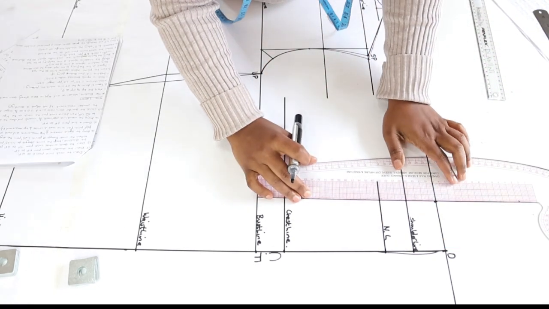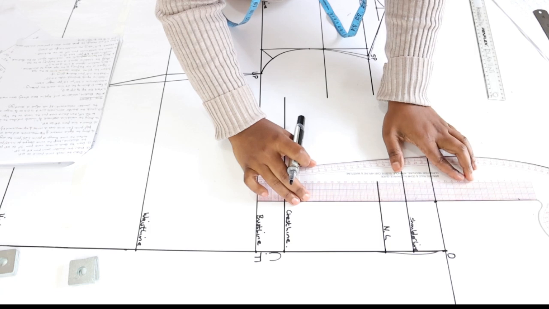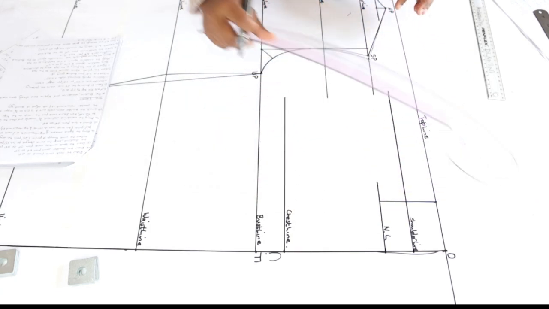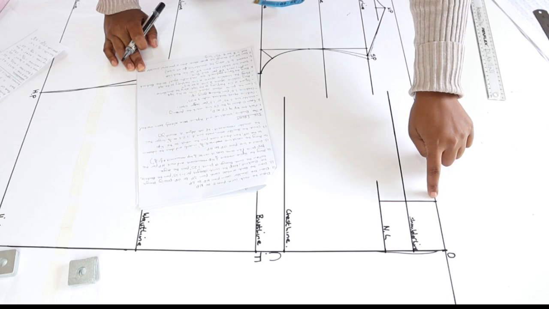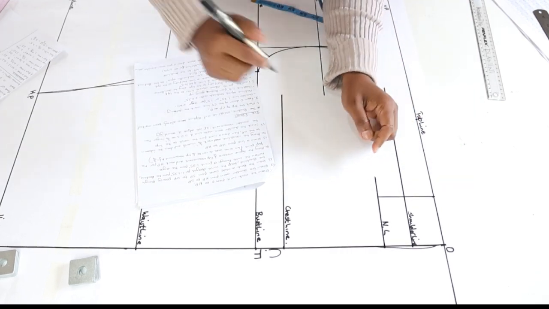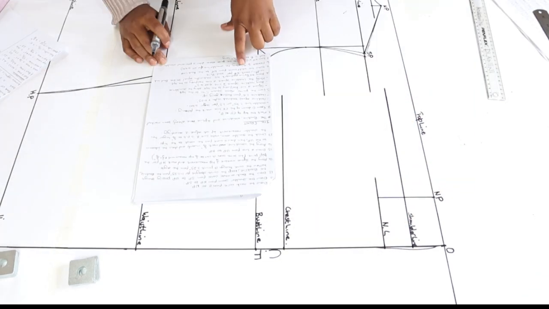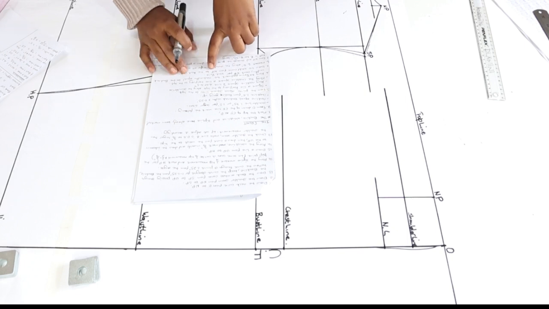Now, if you like, you can just draw a square. That is going to be our neck. We label this point as NP. And then we are going to draw the neck curve from NP to the neckline.